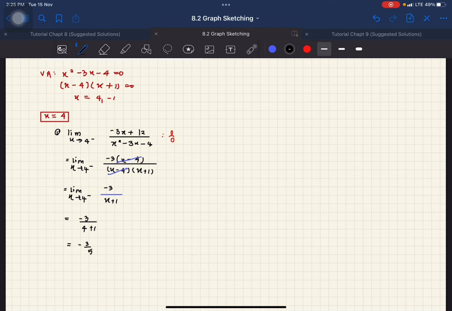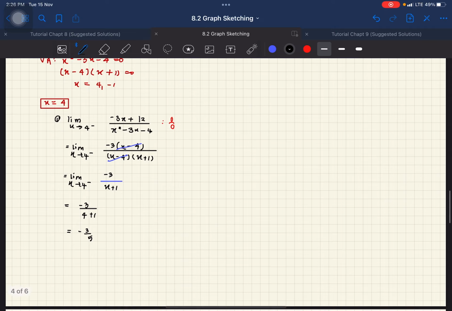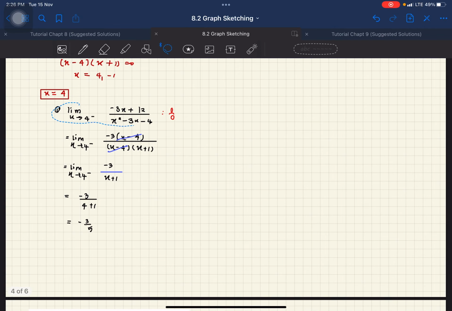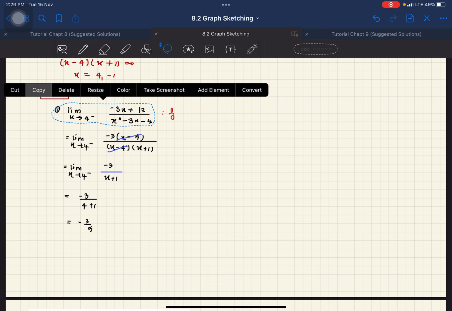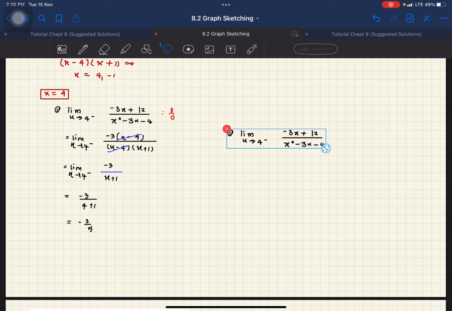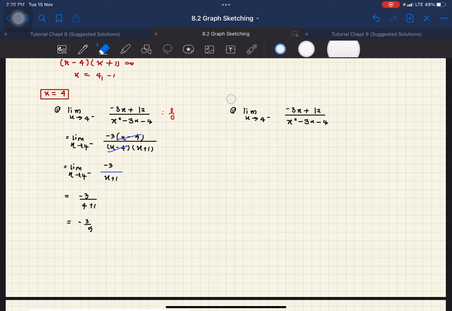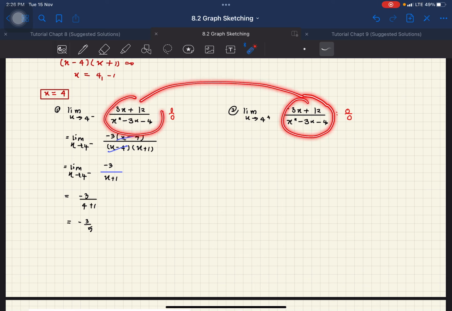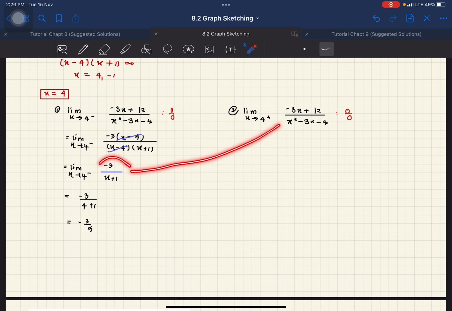Next, we will find the limit as x approaches 4 from the right. Copy the same thing and paste it here. This is the second one I need to find, from the right. When we try to substitute directly, it is the same case: we get 0 over 0. And if you notice, we are using the exact same function as this one, so I will jump directly to this part.